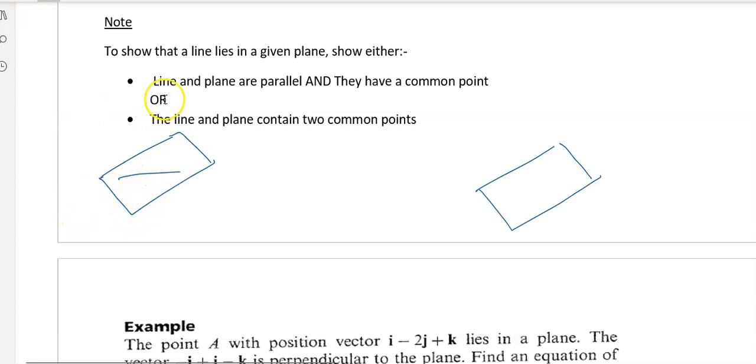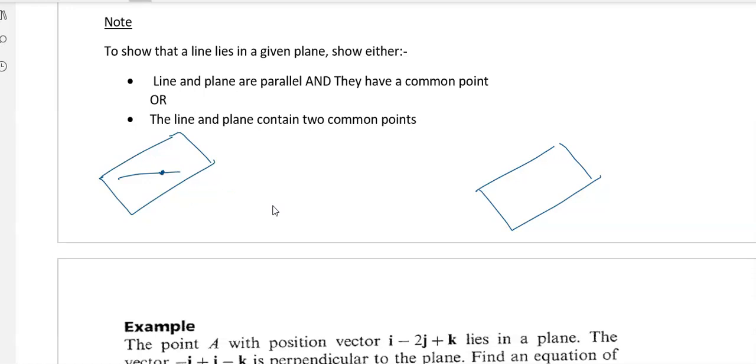Okay, the first one: show that the line and the plane are parallel and they have a common point. So say you have your line and the plane, and they both have this common point here, and they're also parallel. That means the line has to be in the plane. You could have had a line definitely not in the plane but parallel to it, but if it has the same point and it's parallel to it, it has to be in the plane.